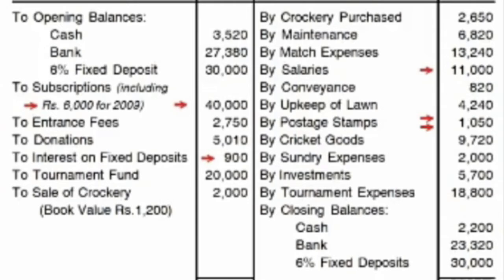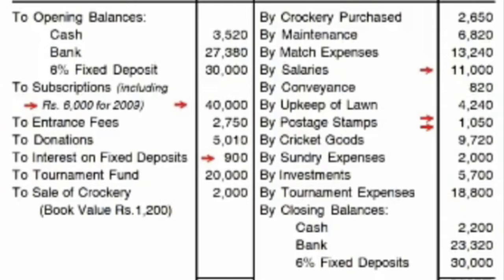Next item, upkeep of loan 4,240. Upkeep of loan is an expense, so we will enter this in the income and expenditure account, to upkeep of loan 4,240. The next, postage and stamp. There is a mark here, so we can enter this in the inner column to postage and stamp, inner column 1,050.